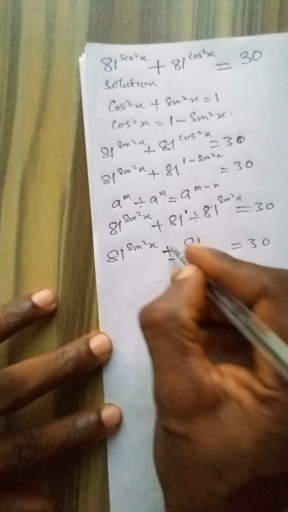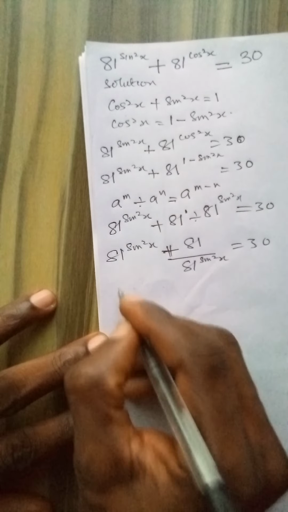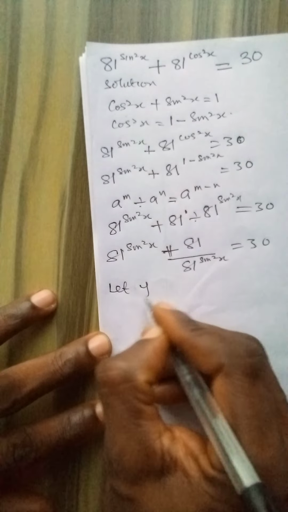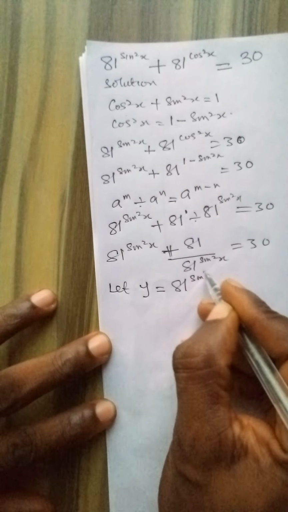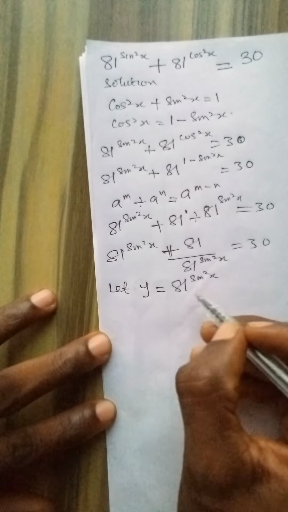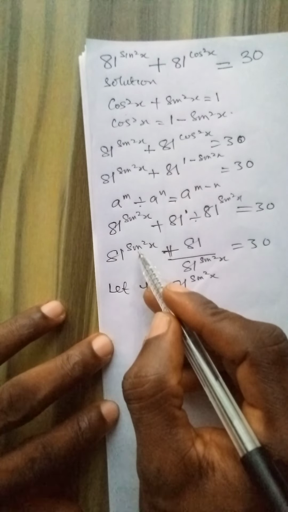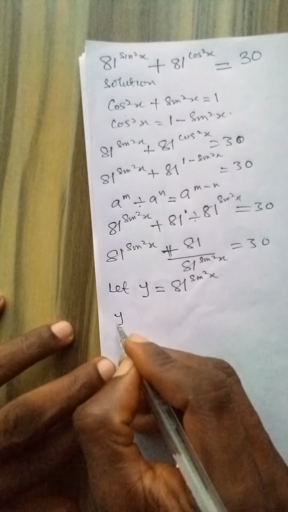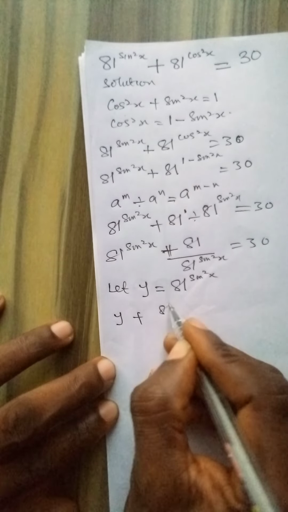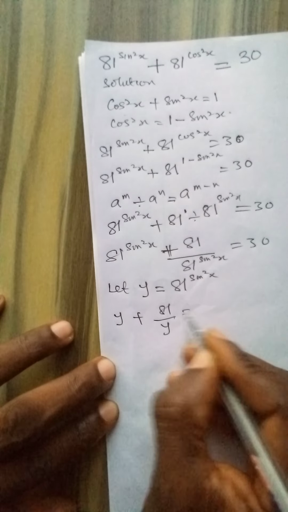Having done this, we will make an assumption now. Let y equal 81 sine squared x. So where I have my 81 sine squared x, I will put y in place of it. It becomes y plus 81 over y is equal to 30.